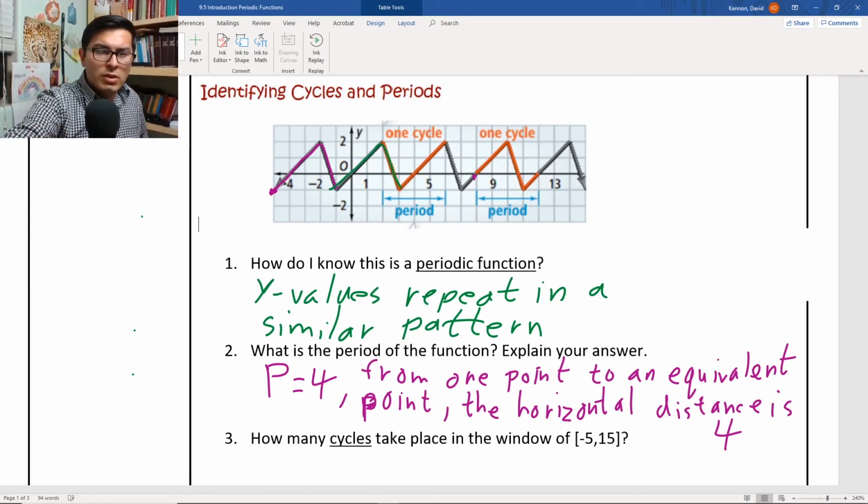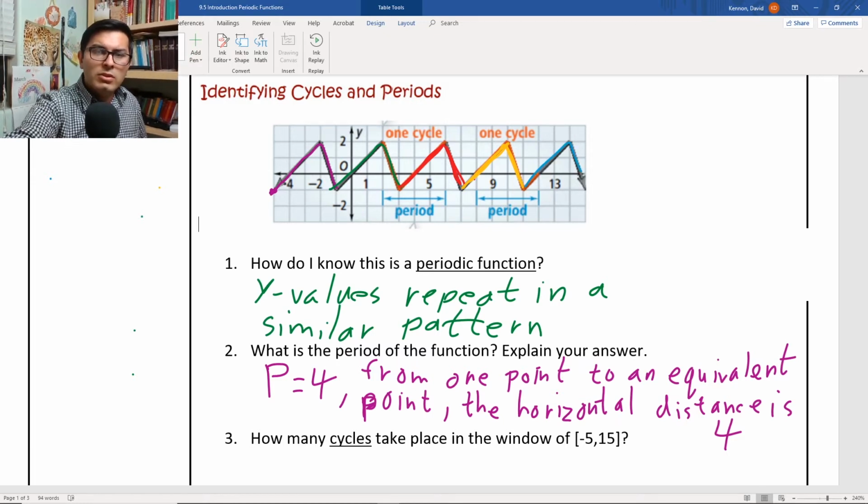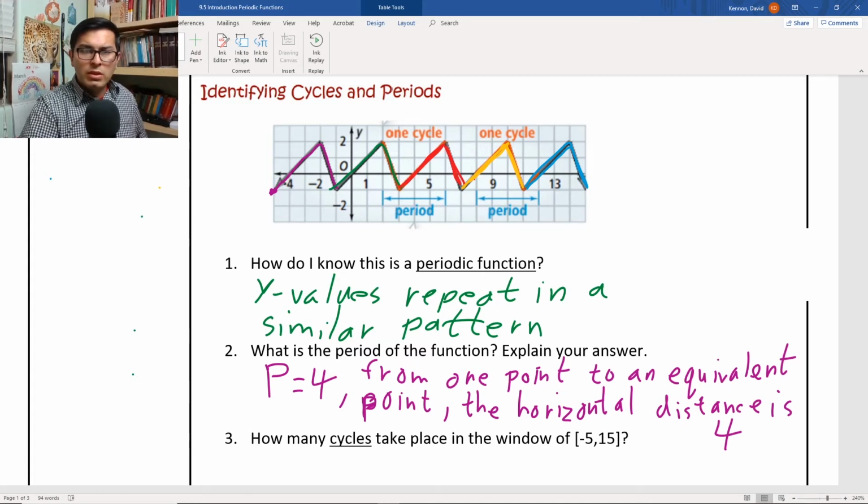We're going to keep this red color and this is going to be the next cycle right there. I am running out of colors, but that is okay. This will be the next cycle right after that. And last but not least, we have one more cycle here right at the end. So how many cycles did we do? We have the purple, green, red, yellowish, orange, and blue. So that's 1, 2, 3, 4, 5. 5 cycles took place between -5 and 15. So we could just say 5.